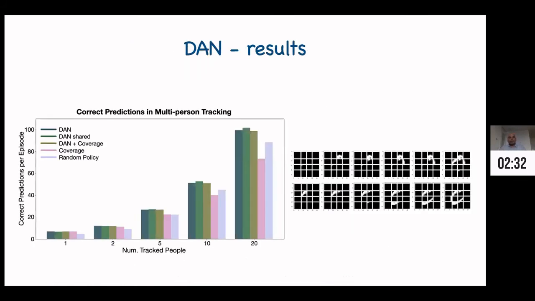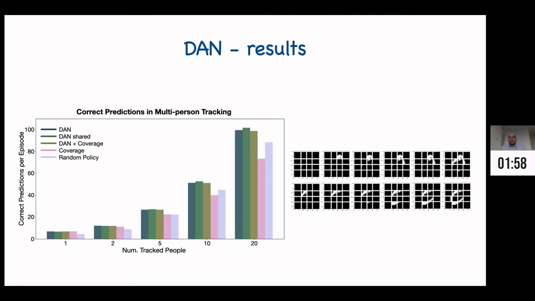We apply this algorithm on a multi-person tracking system. Here in green, we show our algorithm, which is DAN, and we compare it to coverage and random selection. In this case, both of these baselines are quite strong. Random in this case would correspond to any machine learning system that we see nowadays, where data is sampled randomly or IID. So that is already a very strong baseline, and we show that DAN actually outperforms them by a bit.